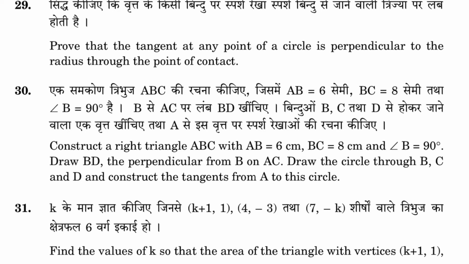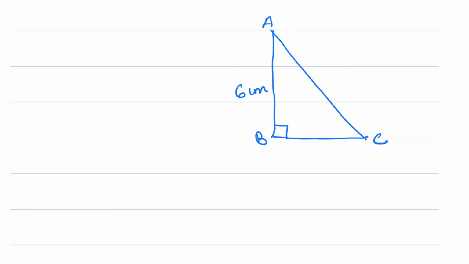Question number 30. So this is a question on construction. Let's draw the rough diagram first. So we have to have a right angled triangle first. Right angled at B. Let this be A and C. We are given AB as 6 cm and BC as 8 cm.